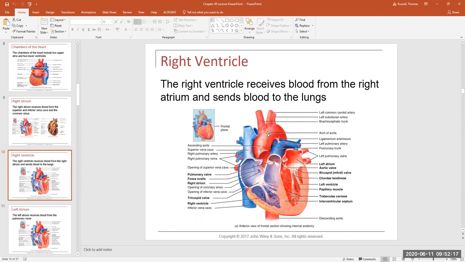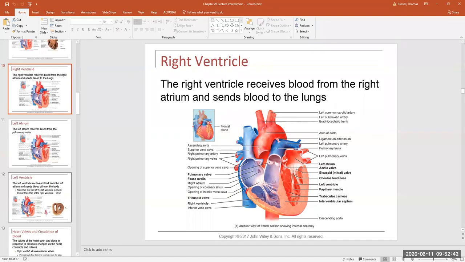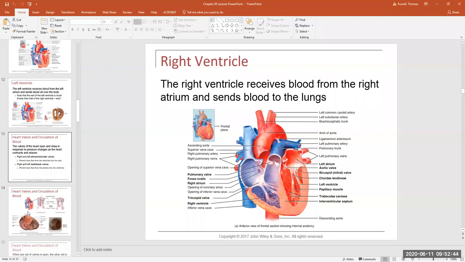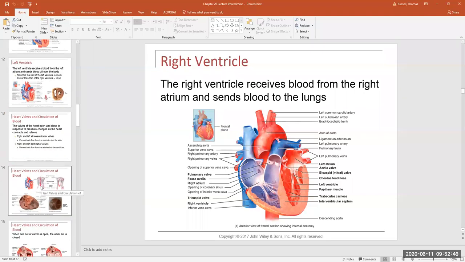Now, there's three parts to the aorta. The part that goes up is called ascending, because it's going up, and then it arches over, which is, lo and behold, called the aortic arch. And then it goes posterior to the heart and then down. That's all called the descending aorta. All right, so let's get into how these valves work.